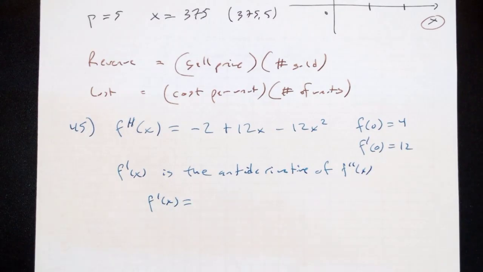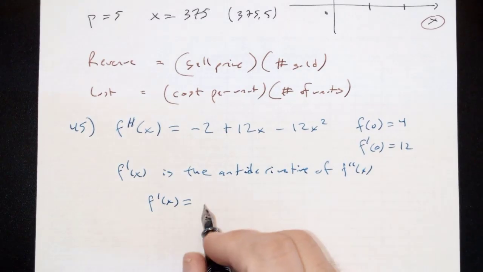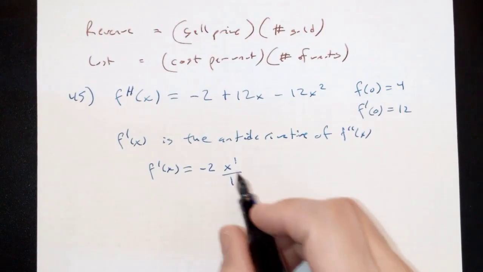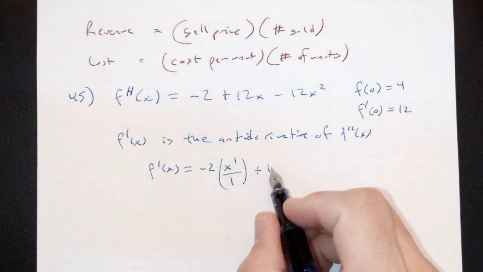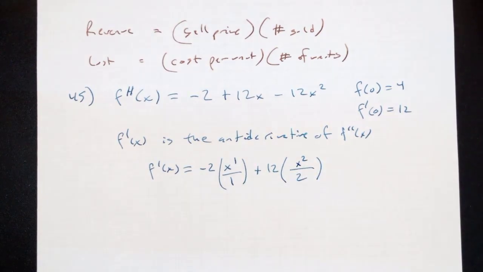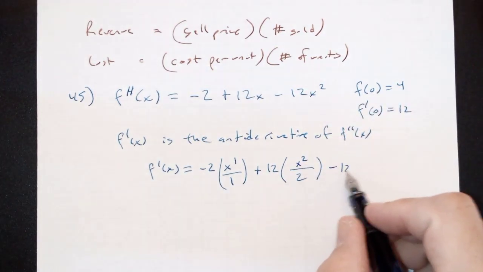What happens to my -2? It currently has no x's, right? That's x to the 0 power. I'm going to raise the power by 1, so it's going to get x to the first power. If I'm being pedantic, it's x to the 1 over 1, dividing by 1, big deal. Same thing with the x, I raise the power, divide by the new power. Same thing with the x squared.